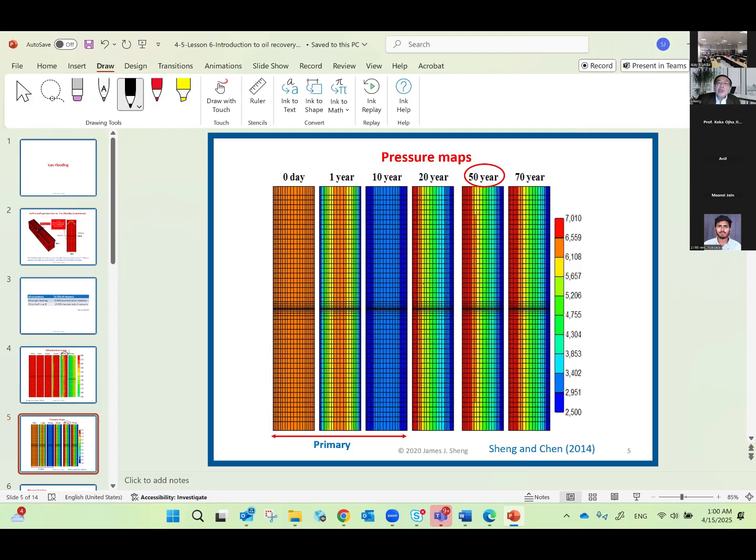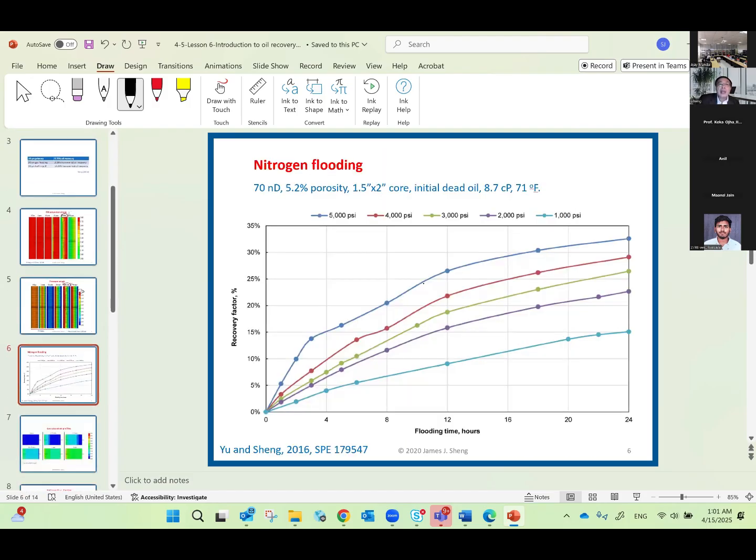So then there's pressure, same thing. At the injection site there is high pressure, and the production side is low pressure. Now, after 50 years, the high pressure region is still less than 50% of the area. So that is the gas. That is why we again show gas flooding has poor performance. Oil recovery is low.